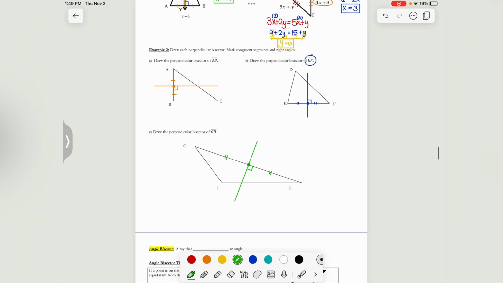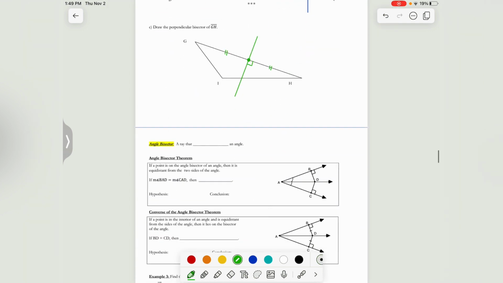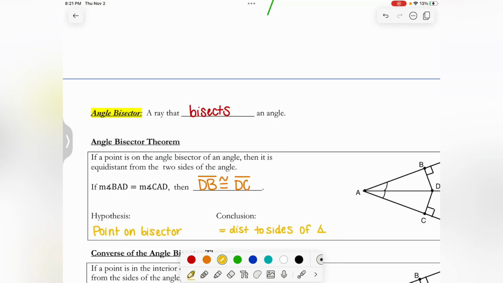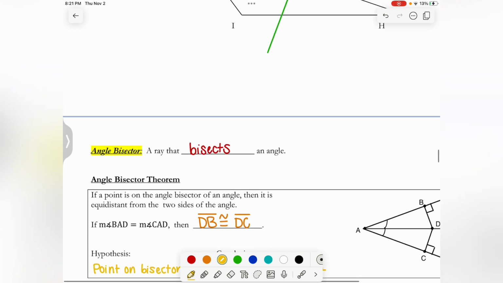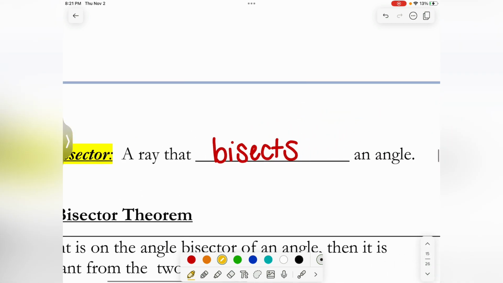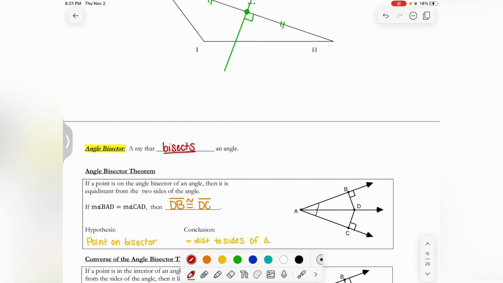All right, so that is all the perpendicular bisector stuff. We're going to move on to angle bisector next. So this part is going to talk about angle bisectors. Just like the name, an angle bisector is literally a ray that bisects an angle. So it cuts an angle in half.